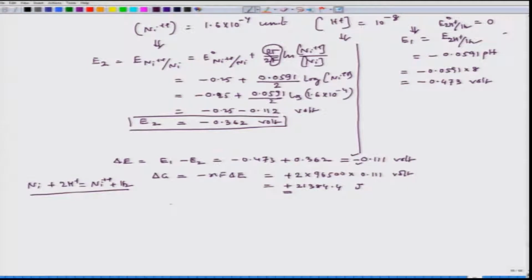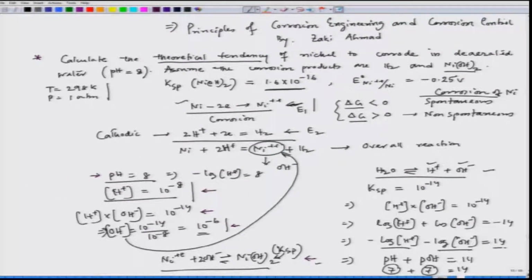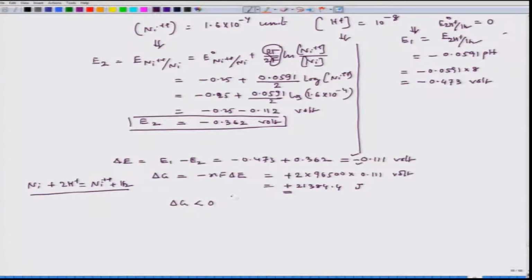And remember, this is a plus sign. For a spontaneous process, del G should be less than 0, as we have seen before. If we see this part, this is the section I am talking about. Del G negative means spontaneous, del G positive means non-spontaneous. Here we are getting del G positive, so this particular process is definitely non-spontaneous.